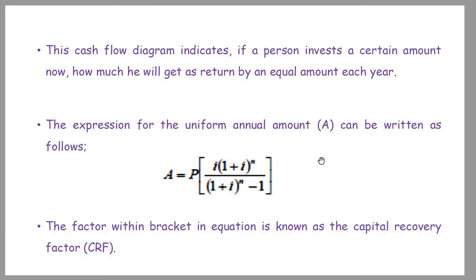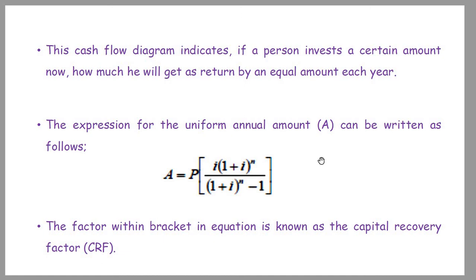So here this cash flow indicates that if a person invests a certain amount now, how much will he get as a return by an equal amount each year. In the previous case we did not know the present worth, so how much to invest, but in this case we know how much amount I am investing, and the unknown is how much amount he can get back at every year interval.